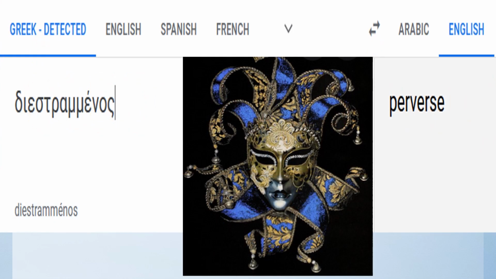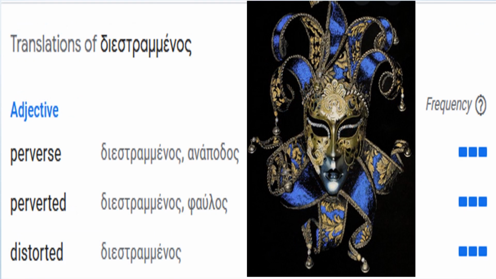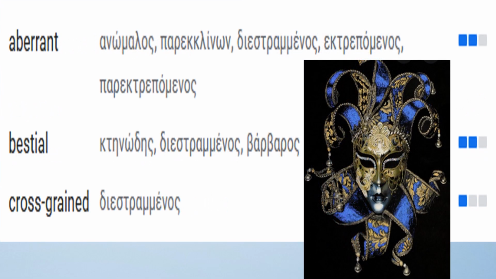And so in addition to being the head, the chief, the top, you have Lot indicated as perverse. And when you look at the narrative surrounding Lot, this makes perfect sense. So you have Lot indicated as perverse, perverted, and distorted. To a lesser degree, you have Lot associated with or understood as aberrant, bestial, and cross-grained.